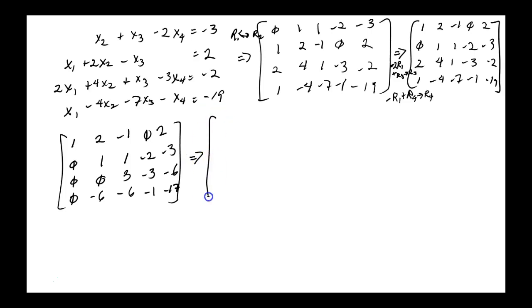Okay, so we're not going to mess with row 1 at all anymore. 1, 2, negative 1, 0, 2. I hope that's right. Yeah. Okay. Row 2 we're not going to mess with anymore either. That's going to be a 0, 1, 1, negative 2, negative 3.